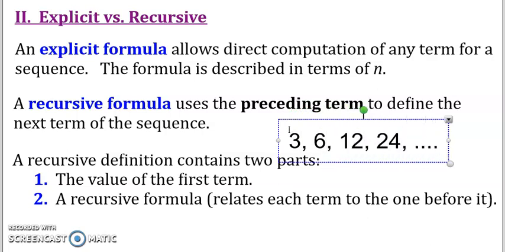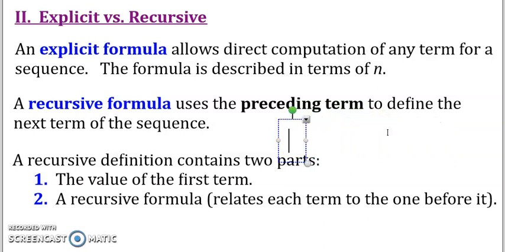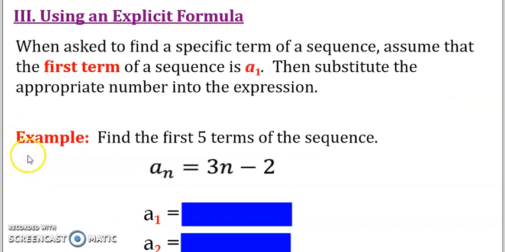In order to get that pattern, I would need to know my starting number and what I am doing to each term to get the next one. Recursive formulas are really great if you need to crank out the first 5 terms one after the other. An explicit formula is kind of a pain to do that, because you have to figure out the first term, plug in 1, the second term, plug in a 2, the third term, plug in a 3. So let's see some examples here. First, let's use an explicit formula.